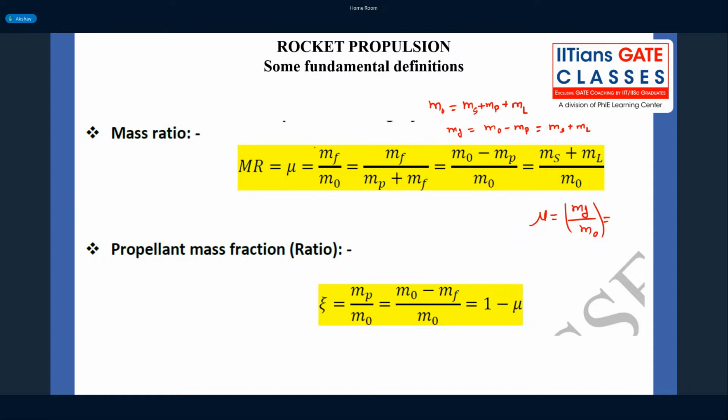Other than that, the usual definition is final mass to initial mass. And propellant mass fraction is the amount of propellant you are carrying out of the total mass you have at the initial stage. This one we are not concentrating on now. This is fine if you remember the mass ratio definition, how we define it.